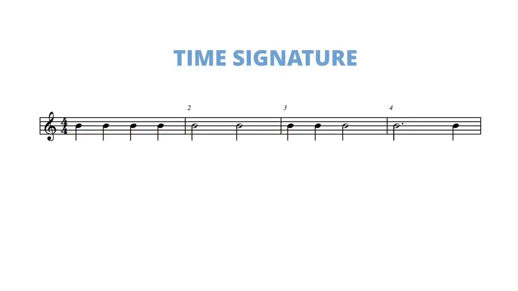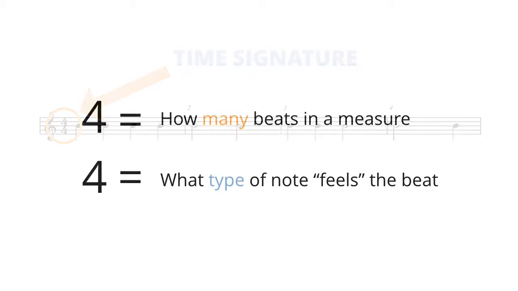You'll find the time signature at the beginning of every song. It's the set of numbers right after the clef. The time signature in this example is 4/4. It's also known as common time. So what do these numbers represent? Well, the top number tells you how many beats are in a measure.